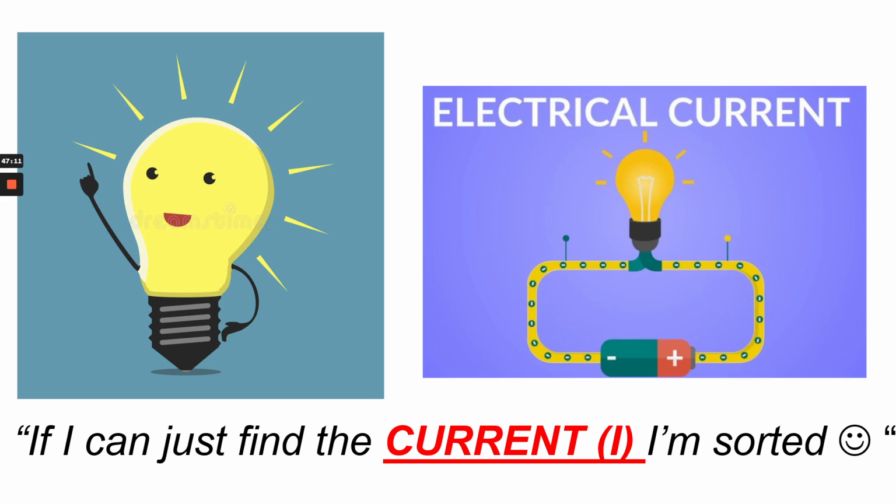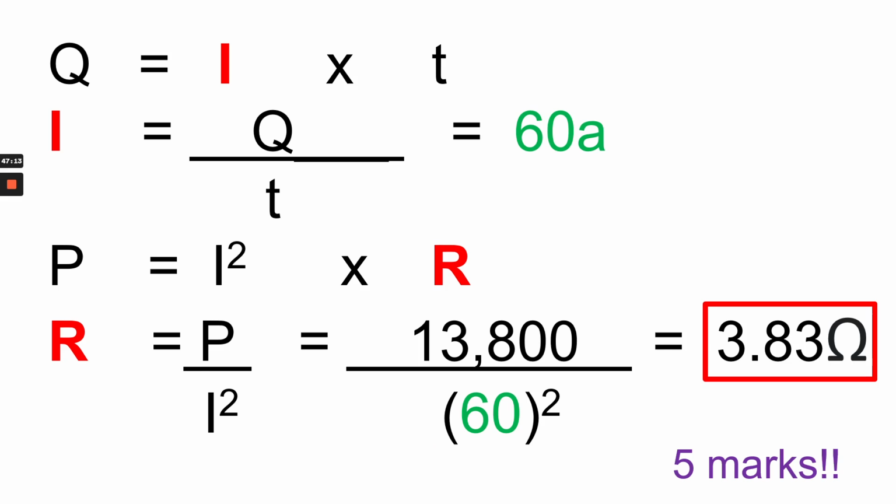So look at my answer, it's very similar to before. Q is equal to I times T. Find out that I is 60 amps. P is equal to I squared times R. Plug all my numbers in and I get 3.83 ohms. 5 marks for that. Imagine how much you'd have to write to get 5 marks in a long answer question.